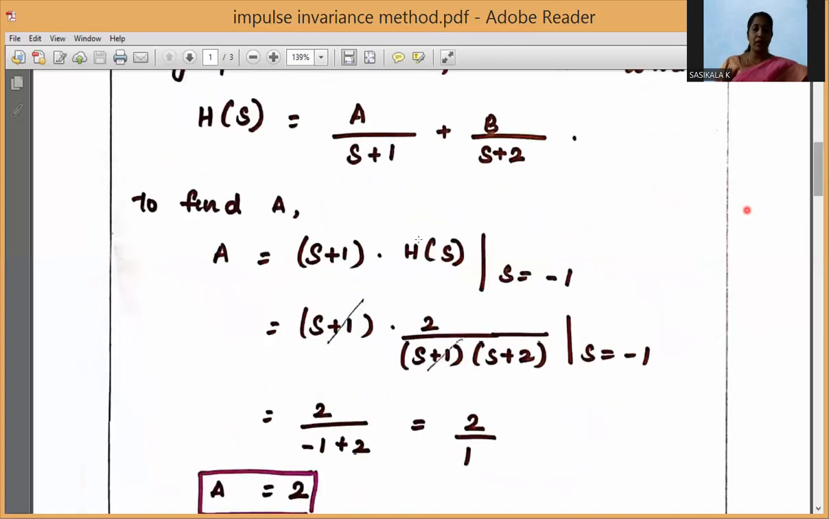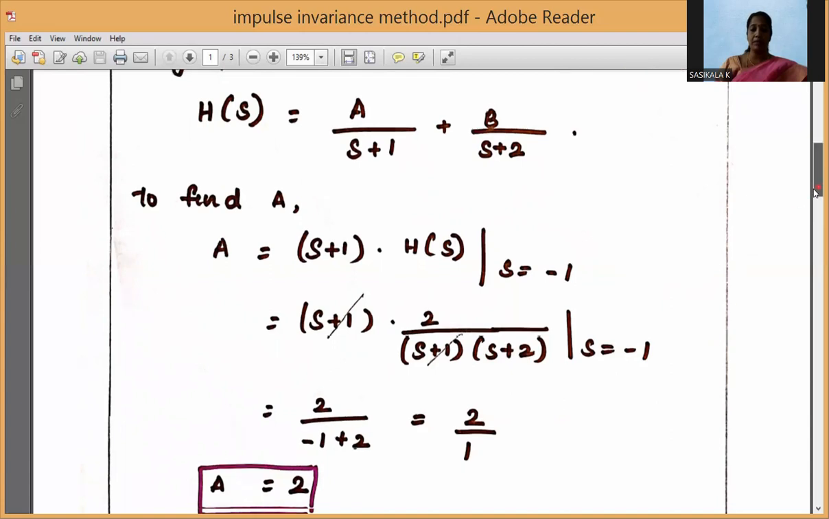To find A, the denominator of A is s+1. So multiply H(s) by (s+1), and now substitute s = -1. So (s+1) times H(s), where H(s) is 2 / ((s+1)(s+2)). Here the (s+1) terms will get cancelled, and now we substitute s = -1. So 2 divided by (-1+2), which is equal to 2 by 1. So A is 2.